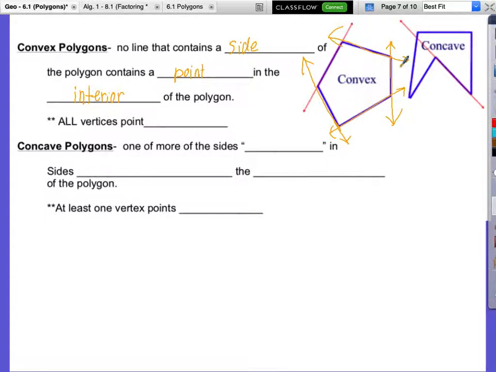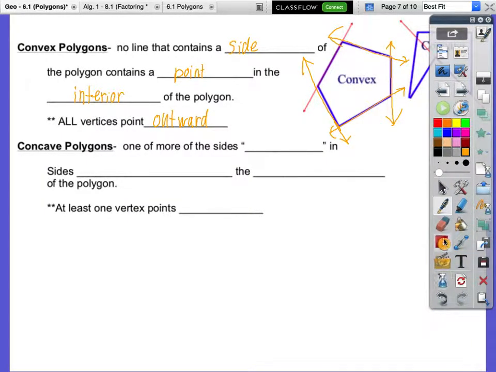Okay, anyway, does that make a little more sense on this one now? Yes. Okay, thank you. So all vertices here point what we call outward. You kind of see that if you look here, they point toward the outside. None of them point toward the inside.